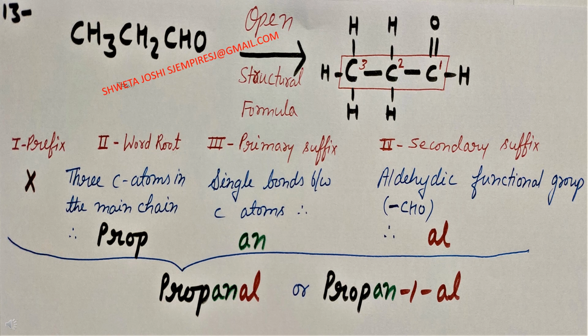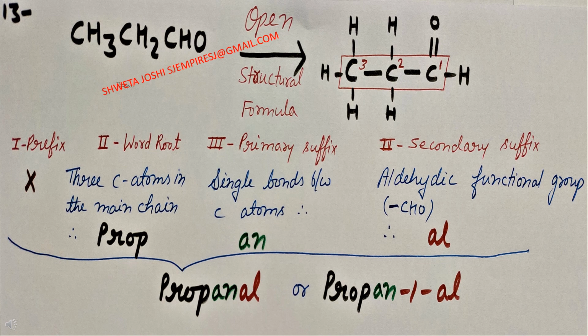Now our next compound is CH3CH2CHO. Making its open structural formula, we can see that there is no prefix part in this case. And since there are 3 carbon atoms in the main chain, including the carbon atom of the functional group also, the word root will be prop.